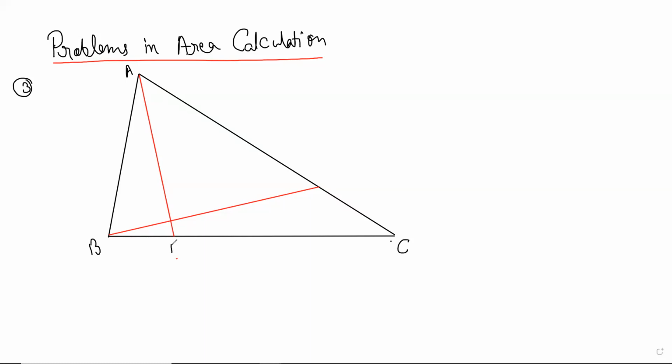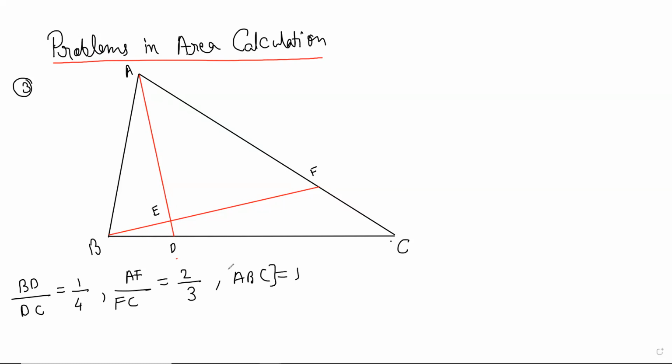ABC, D, A, F. Let's say that BD by DC is 1/3. And let's say that AF by FC is 2/3. Maybe that doesn't look completely correct. Let me make this 1/4. That looks more correct. Also you can take that ABC is 1, or otherwise you can find the ratio with ABC. But let's just take it to be 1.